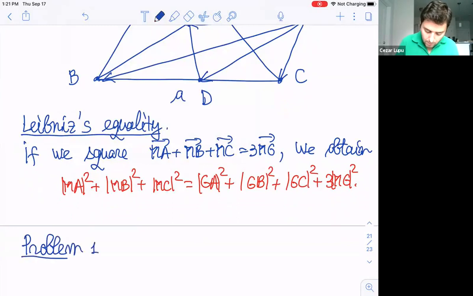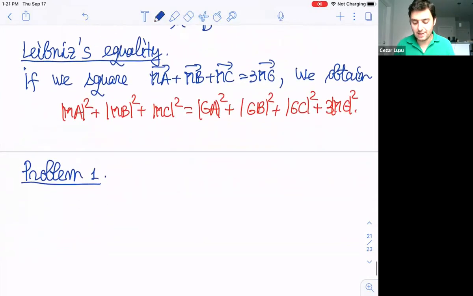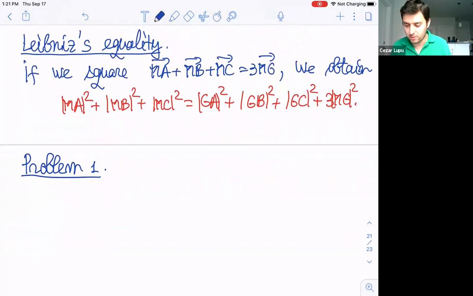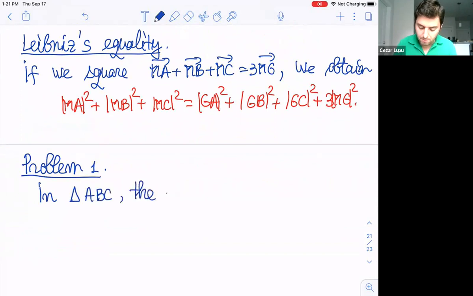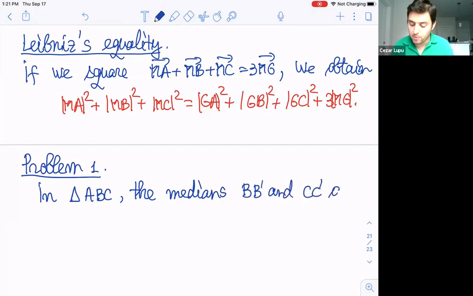Problem 1, which is a classical problem. I want you to see exactly how we apply the properties of the dot product. I'm going to think of an example. In triangle ABC, let's say the medians BB' and CC' are perpendicular, and we'll see what happens, because one of the problems from the worksheet says this.